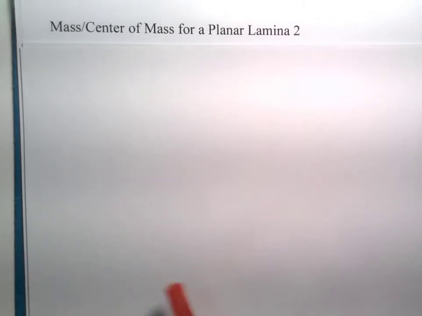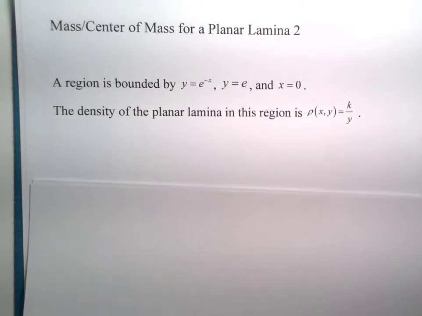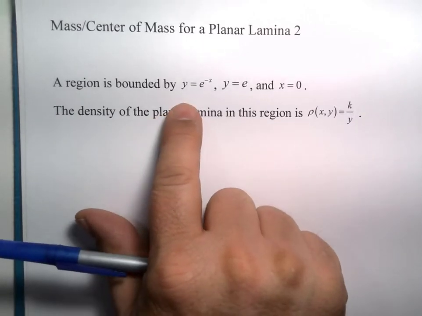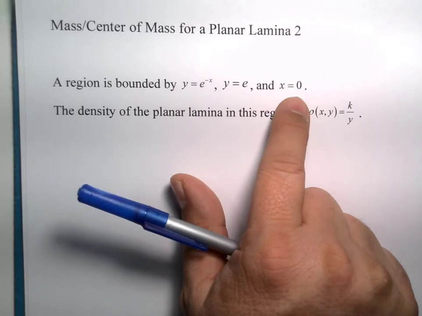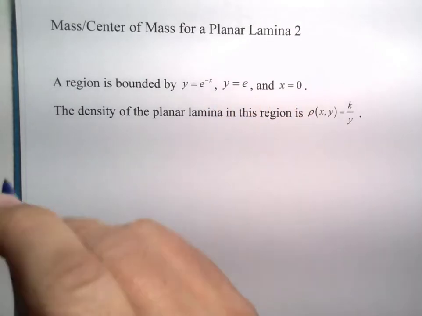So I have a region of integration to play with. And this integral region is bounded by the graphs y equals e to the negative x and y equals e and x equals 0. We'll get to the density momentarily.